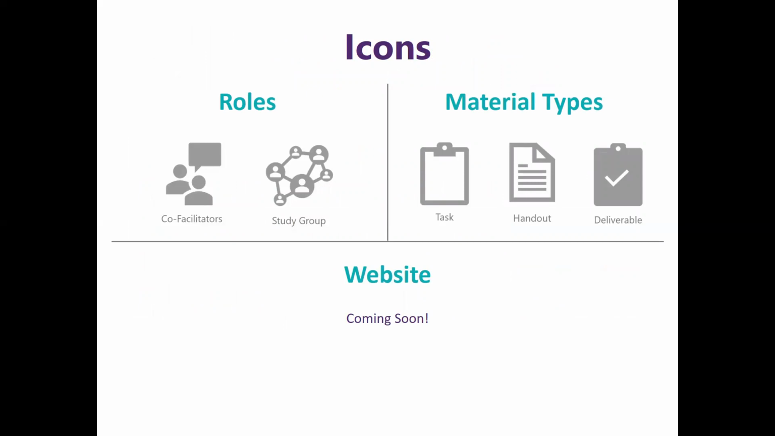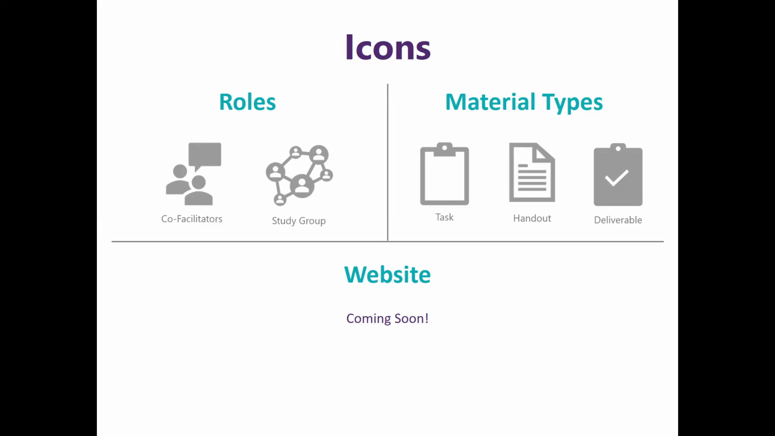For quick visual reinforcement, we utilize several icons and are showing you the most relevant ones here. The first 2 relate to roles of the study group members. Materials for co-facilitators are indicated with the 2-person conversation icon. Materials for the study group participants are indicated with the multi-person group icon.